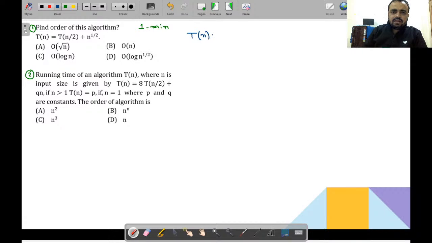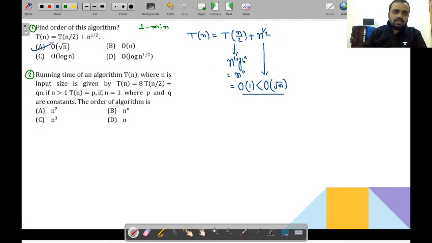Look, here T of n is T of n by 2 plus n to the power 1 by 2. See over here, from this part you can derive n to the power log of a on the base b. So this implies n to the power 0, and this implies order of 1. And from this part you are deriving order of root under n. Out of these, this one is bigger, so the entire complexity will be dominated by this. So the T of n will become order of n to the power 1 by 2.